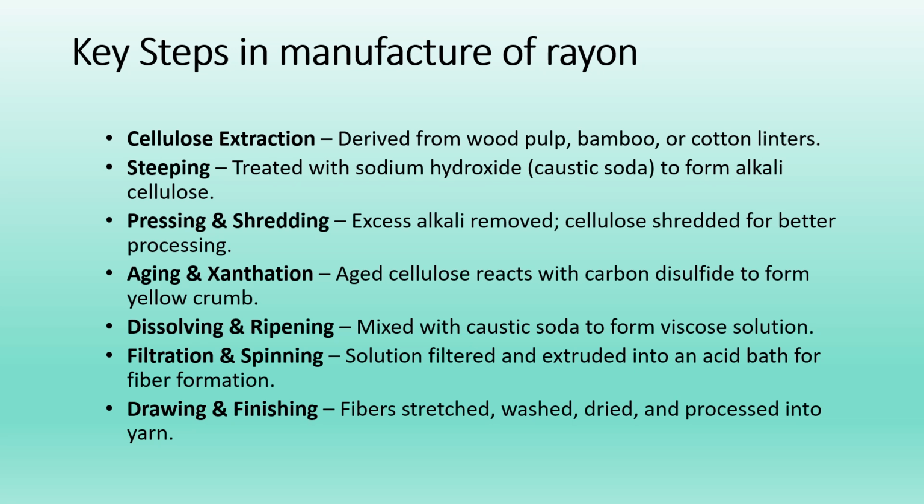The rayon manufacturing process involves chemically converting natural cellulose into fibers using sodium hydroxide and carbon disulfide. The key steps include cellulose extraction, steeping, shredding, aging, dissolving, spinning, and finishing. This process produces a fiber that mimics the feel of natural fibers like silk, cotton, and wool while being cost effective. However, environmental concerns regarding the use of chemicals have led to the development of eco-friendly alternatives like lyocell.